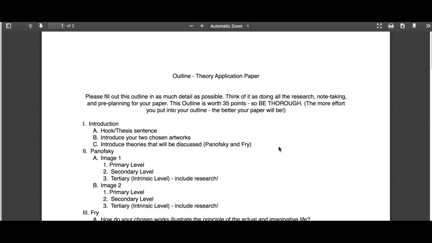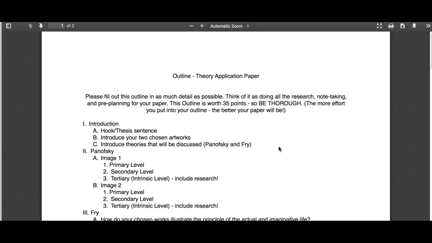This is worth 35 points, which may not seem like a ton in the scheme of the class, but the value of this outline is important and way beyond those 35 points. Because writing about art is kind of learning this whole new language, which is why we did the mini art encyclopedia, why we're building up our vocabulary and our understanding of art terminology in the first couple weeks of this class, so that you can start to write about this.